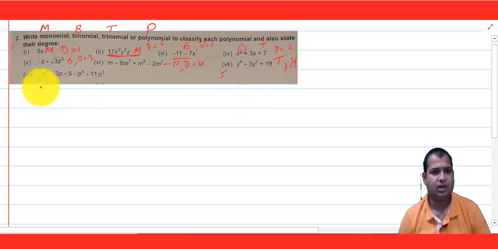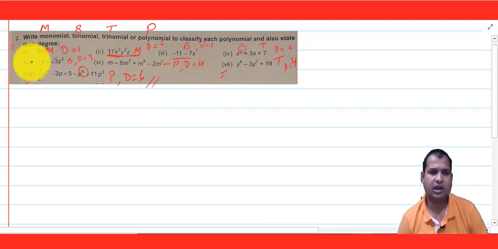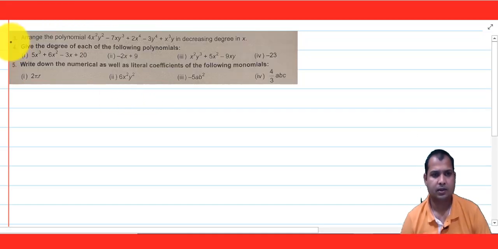Now see number 8, here this is a polynomial in 1 variable because only p is there, and it has got more than 3 terms, so this will be called a polynomial, and degree will be the highest power. So highest power is 6 over here, so degree is equal to 6. Done. So for this question you will write in your textbook only. Now let us see question number 3.